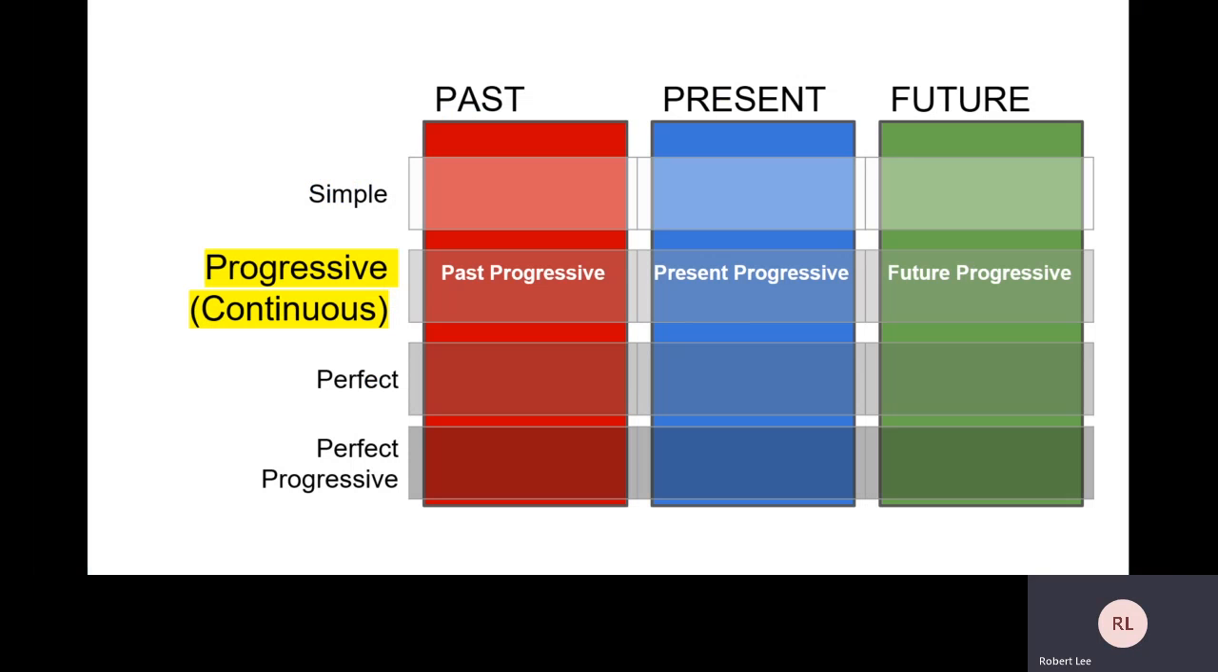So there are 3 progressive tenses. Like we said before, there are 12 verb tenses in total, and the 3 main categories of past, present, and future. So for the progressive tense, there are also the past, present, and future versions of the progressive tense.